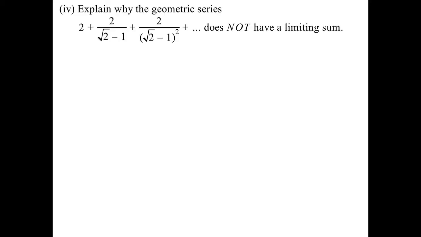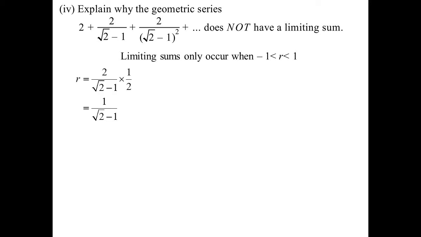This sort of question is basically seeing whether we understand the condition for a limiting sum. And you'll remember that the condition is the ratio has to be in between minus 1 and 1. So we know that only will happen then. Well, let's work out our ratio. It's 1 on the square root of 2 minus 1, which is 2.414. So no, this will not have a limiting sum.